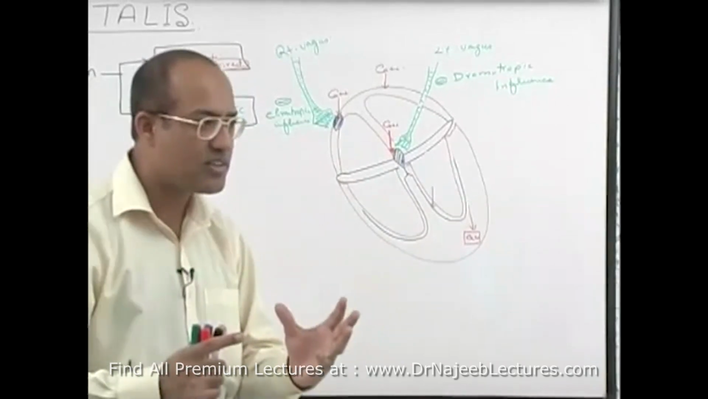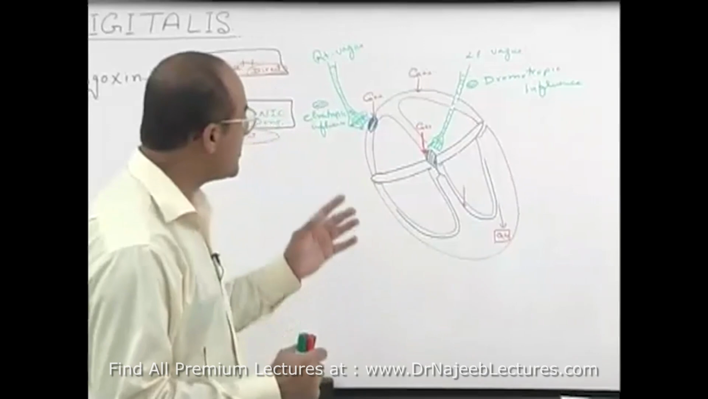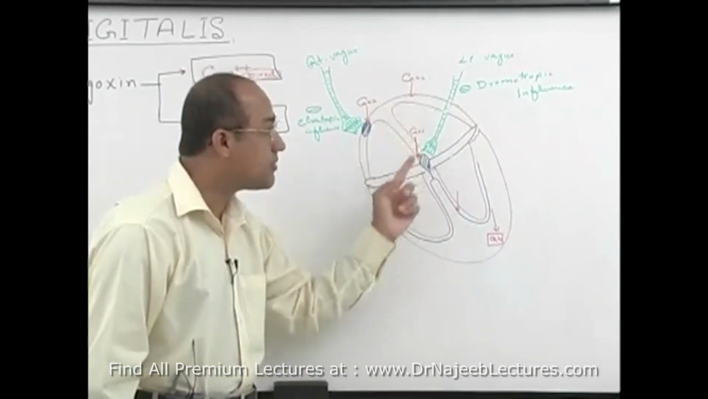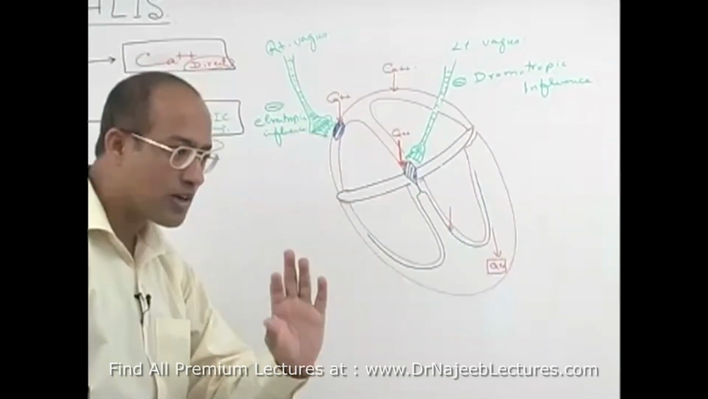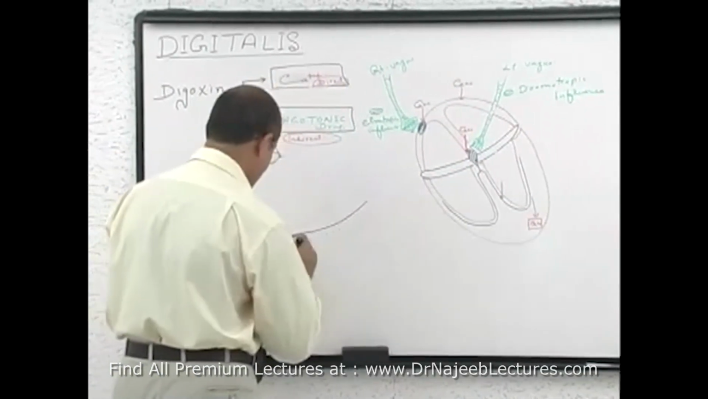So when a patient is heavily digitalized and develops toxicity, what really happens is that sinus and nodal bradyarrhythmias will occur, and atrial and ventricular tachyarrhythmias will occur. Let me give you an example of this combination.